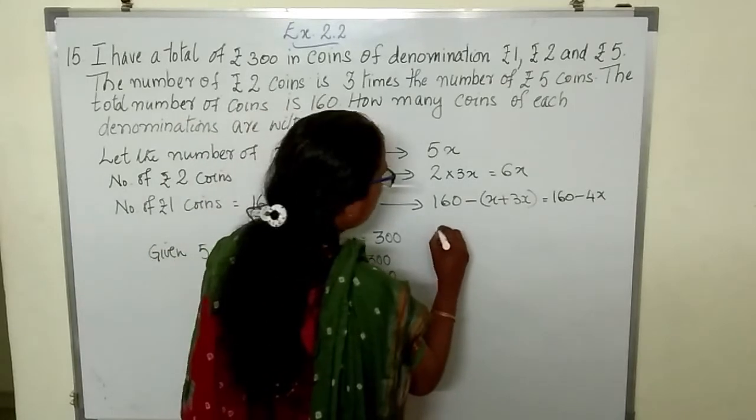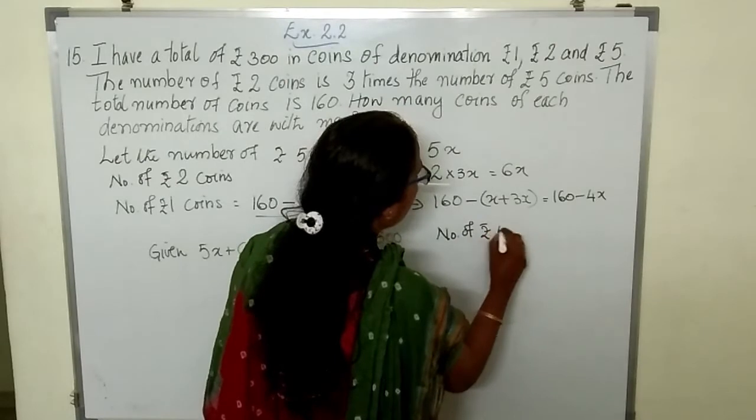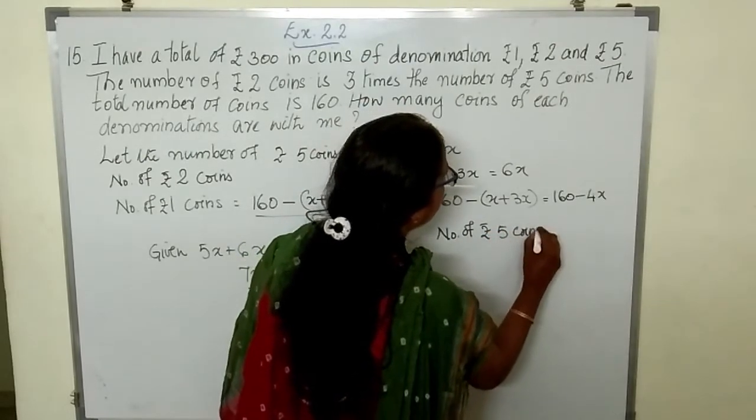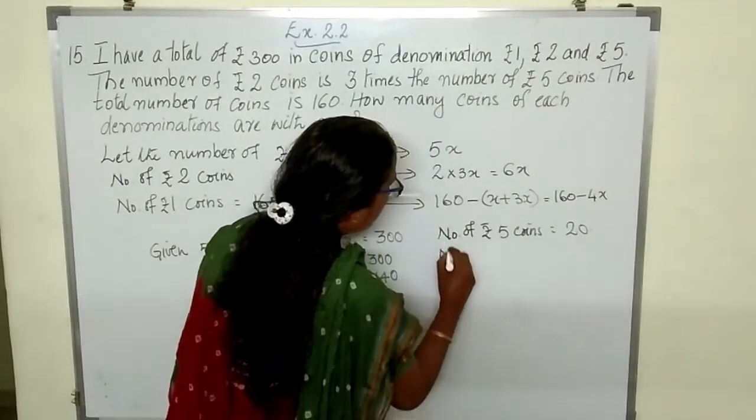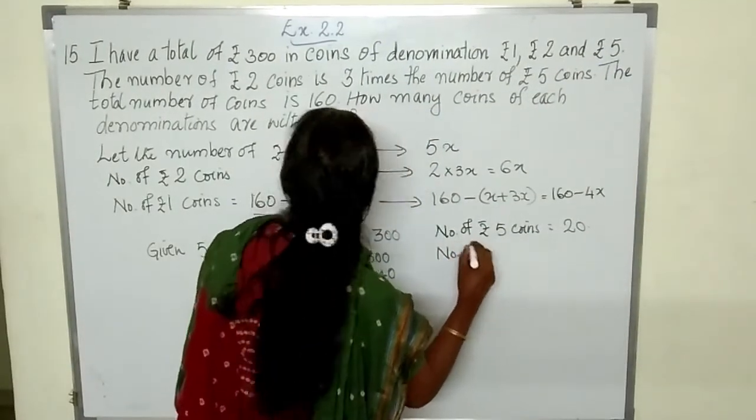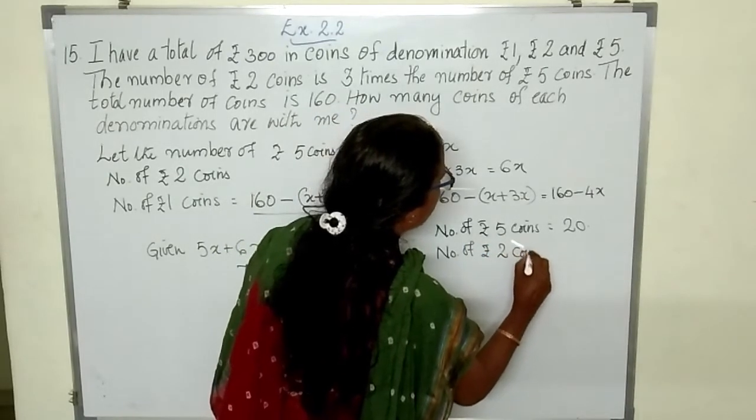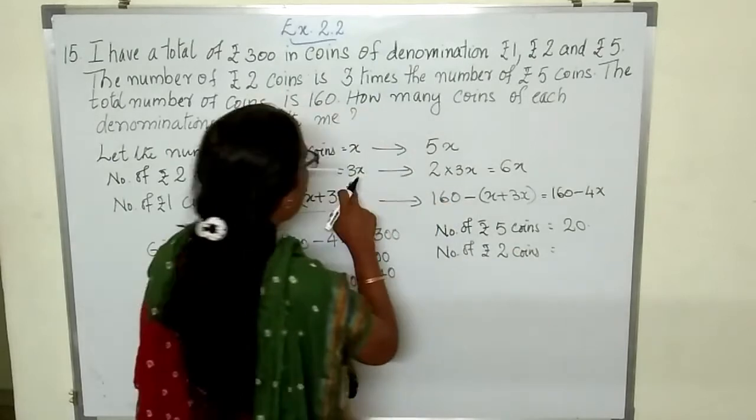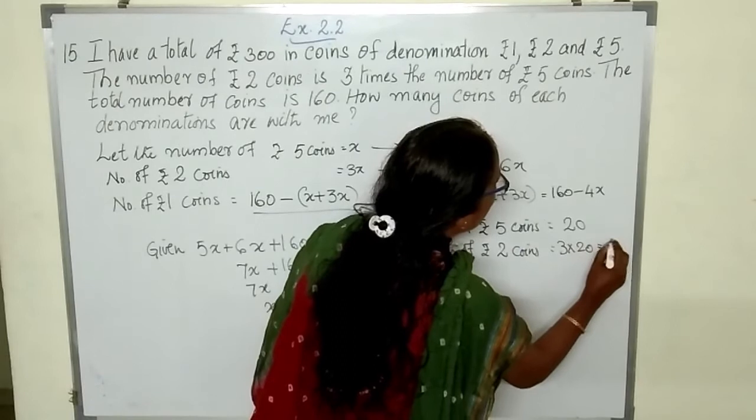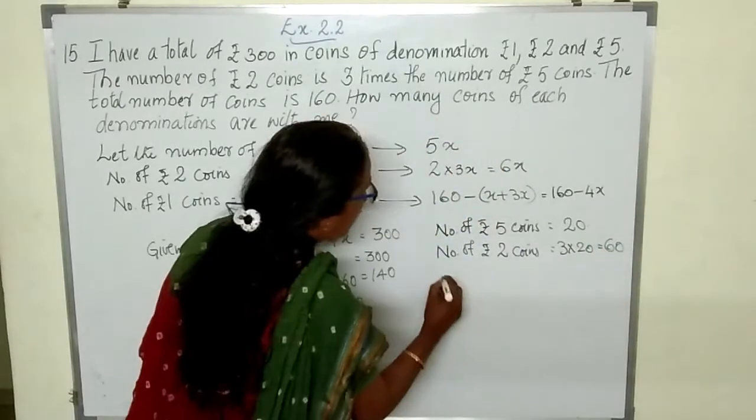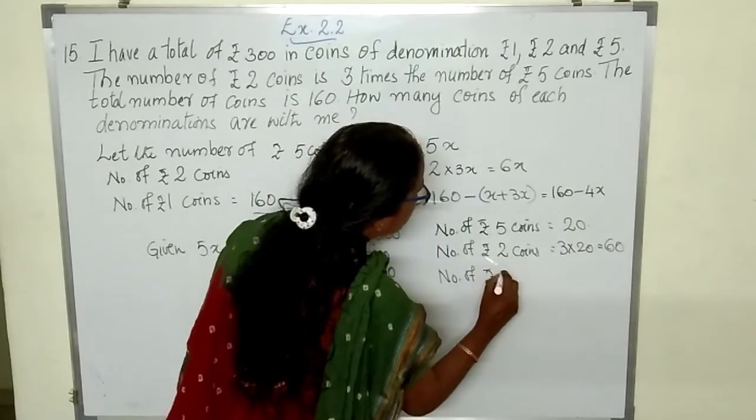Okay. So number of 5 rupee coins is equal to 20. Now, number of 2 rupee coins is 3x. That is 3 into 20. What is 3 into 20? 60. And then number of 1 rupee coins.